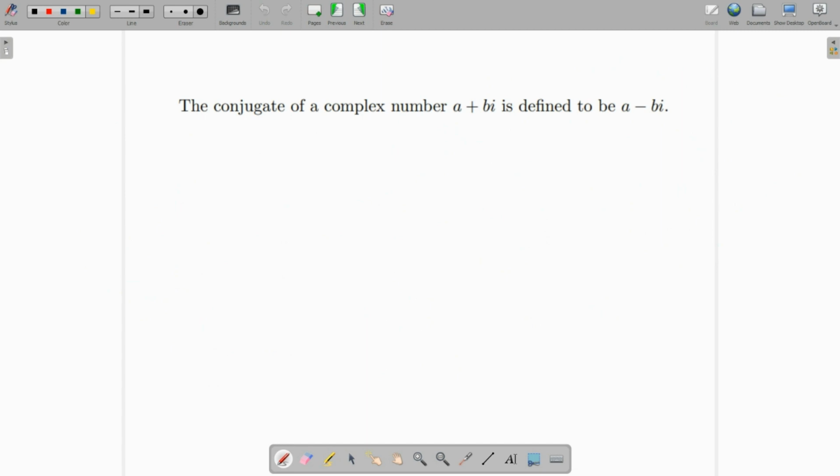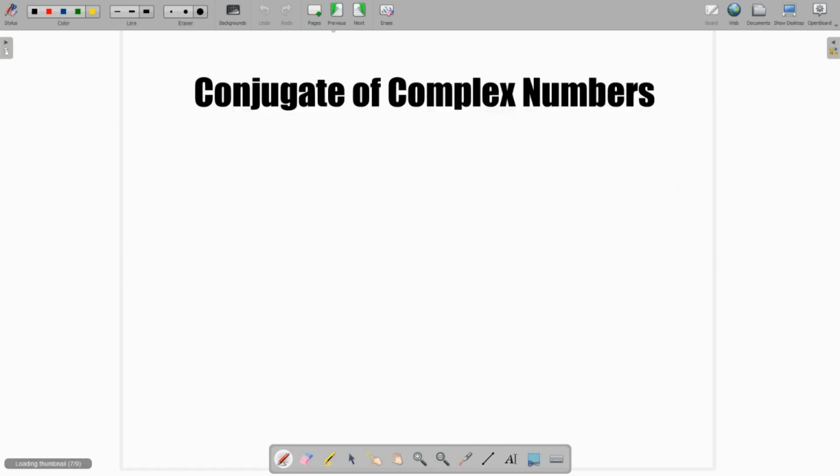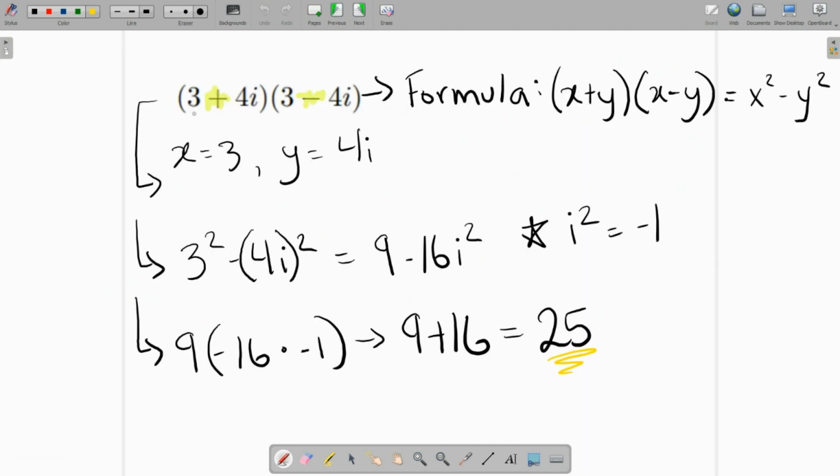The conjugate of a complex number is basically like a converse of it, like the inverse or a converse, you could say. So a plus bi and a minus bi. The difference here is the sign again. That's the only difference in these two. So if we go back to our example right here, we can see that these technically are conjugates.